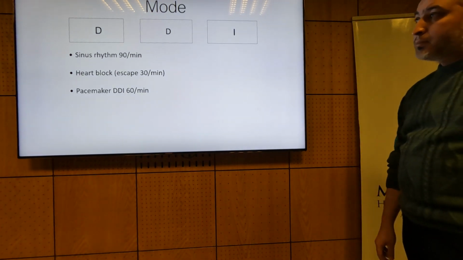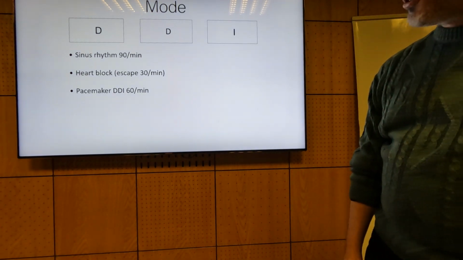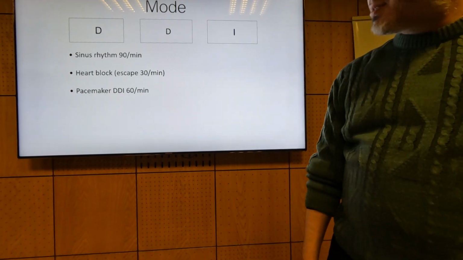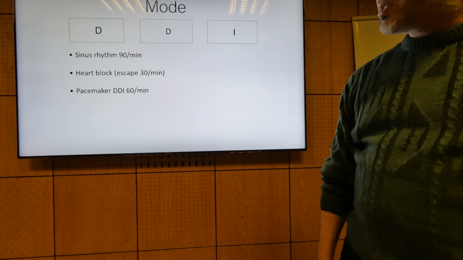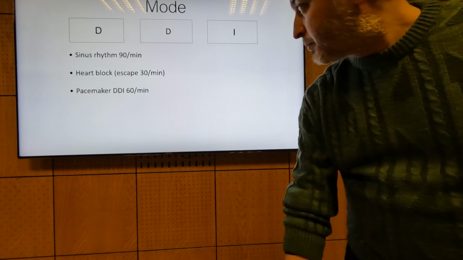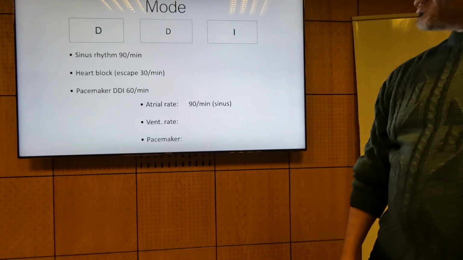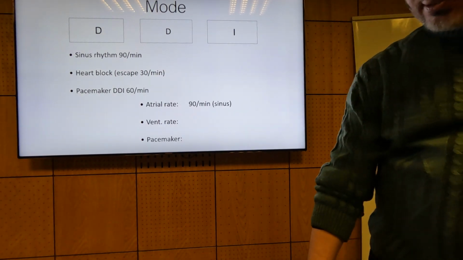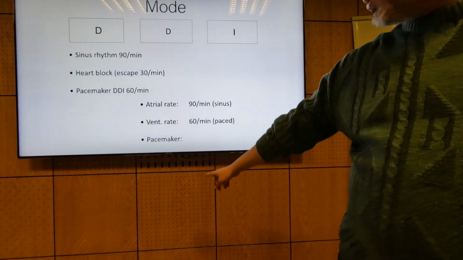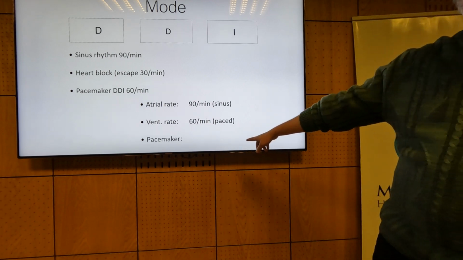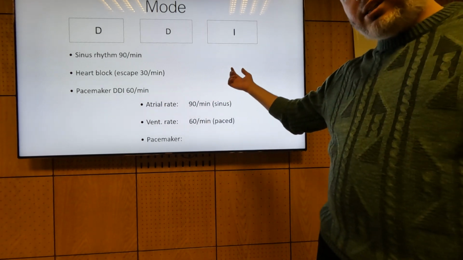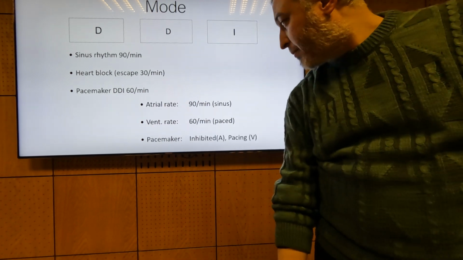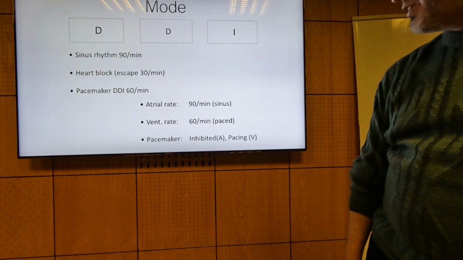Sinus 90, heart block, escape of 30, pacemaker DDI 60. What's the atrial rate? 90, which is sinus. What's the ventricular rate? 60, which is paced. And what's the pacemaker doing? Basic ventricle, basic inhibited. So the atrial pacing is inhibited, while ventricular pacing is actually working. So inhibited on the atria and pacing on the ventricle.